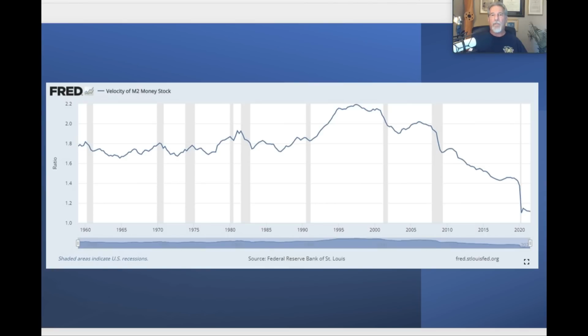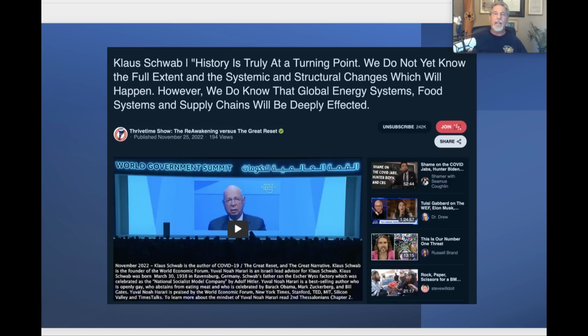Now, I want to point something out here. I keep talking about Davos and the global elites and such. Well, Klaus Schwab, if you don't know this already, he's the founder of the World Economic Forum. And these are his words, folks. This just came out last week. Klaus Schwab stating, history is truly at a turning point. Now, think about that for a second. Why is he saying that? History is truly at a turning point. Well, he's more or less talking about the Great Reset. They're trying to push the Great Reset. What is that?